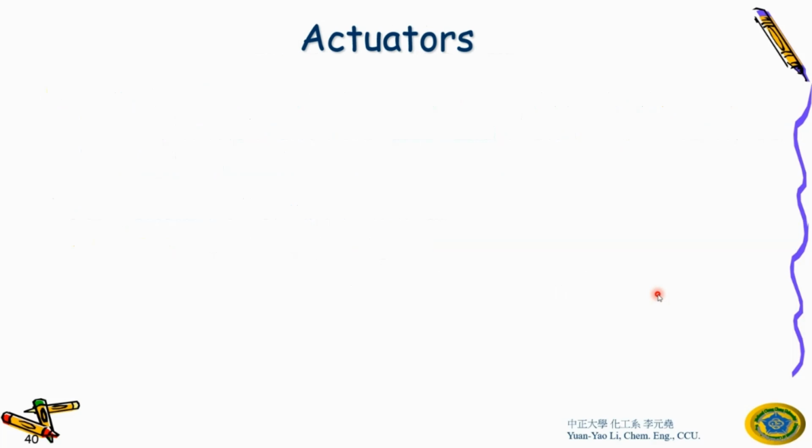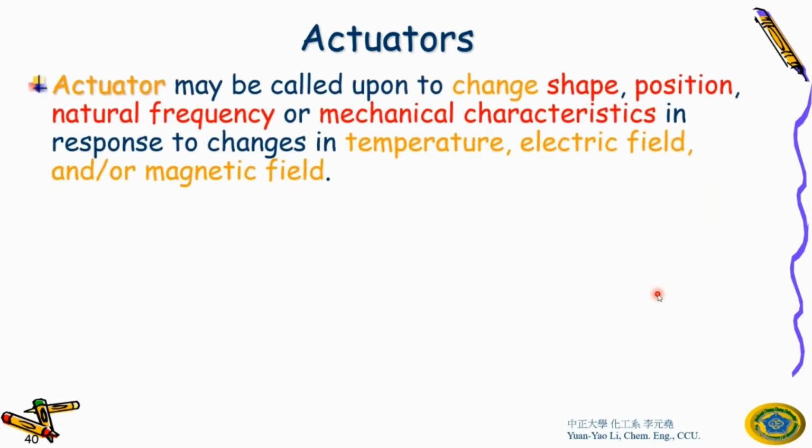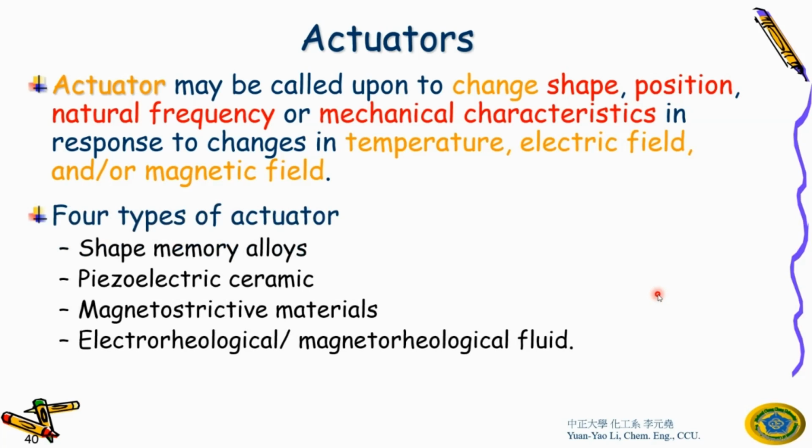I'm going to give you an example very soon, but let's define the actuator. Sensor is easy, right? So what is an actuator? An actuator responds upon the change. You can change the shape, the position, the frequency, the mechanical characteristics, once you experience a temperature change, electrical field or magnetic field. Okay, here we are going to introduce four types of actuator. The first one is shape memory alloy. Second, piezoelectric ceramic. Third, magnetoresistive materials. The fourth is electro-rheological fluids or magneto-rheological fluids.